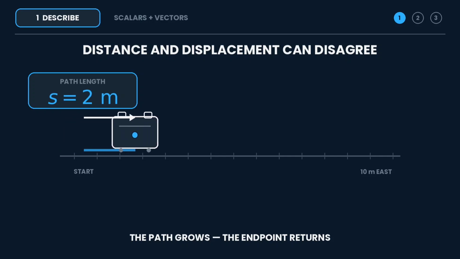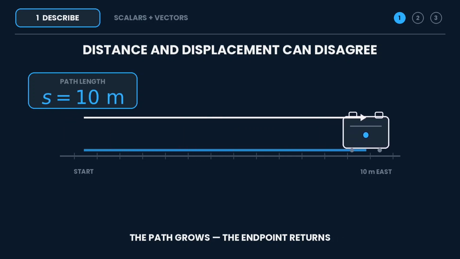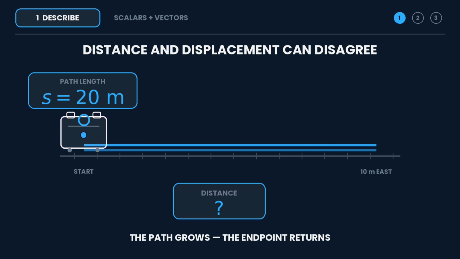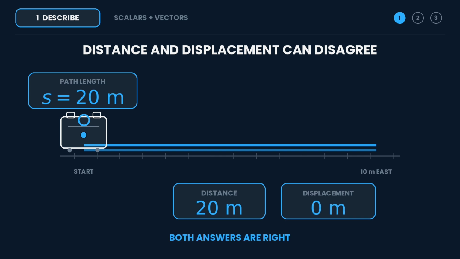This equipment case moves 10 meters across the hangar, then comes 10 meters back to exactly where it started. So how far has it travelled? Well, it's travelled 20 meters, but what's its displacement? 0. Both of these answers are right.